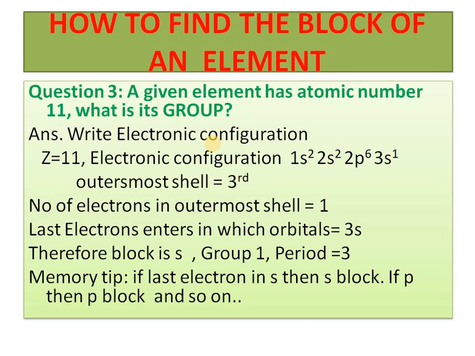Let us take one more example so the idea will be more clear. The next question is regarding a given element with atomic number 11, and what is the group? We have written the electron configuration. The number of electrons in the outermost shell is 1. The last electron enters the s orbital, so it will be 3s, or s block. For s block, group number is equal to the number of valence electrons, that is 1, and the period is third.